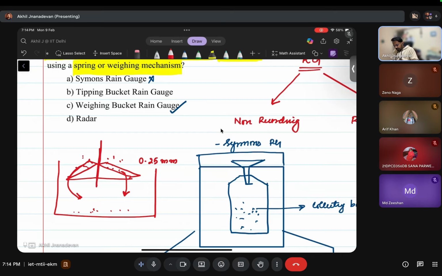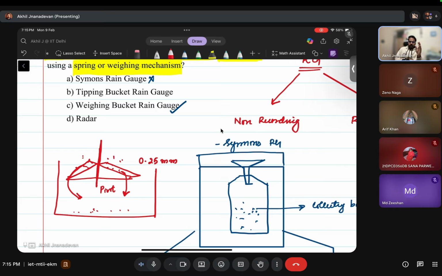Basically here there will be a pivot mechanism and this will be tipping. Each tip counts the number of times it tips. If it tips 5 times, it means 5 into 2.5 mm has been collected. So that is the tipping bucket. It basically has a pair of buckets, and once 2.5 mm of rainfall is collected it will tip. The other gets filled, and once 2.5 mm is collected in the other bucket, it will again tip.